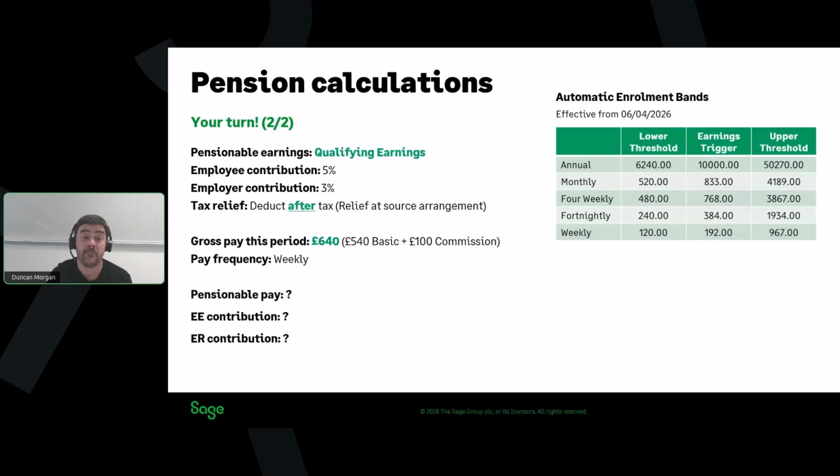So same deal as before. Start by working out the pensionable pay, and we've popped the lower and upper thresholds on the slide to help you out there. Then go on to work out the employee contribution and then the employer contribution. So let's give you a couple of minutes on that one. When you've got the answer, if you can pop that in the Q&A.